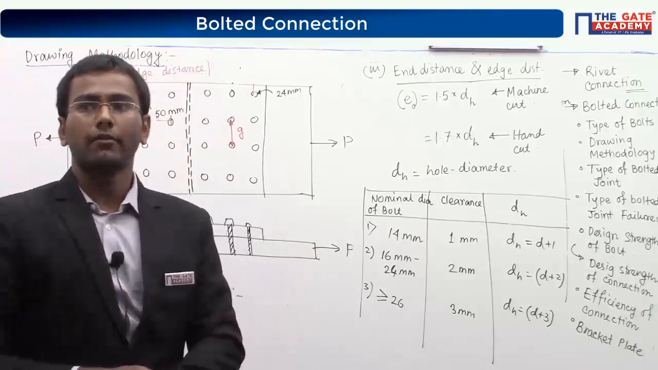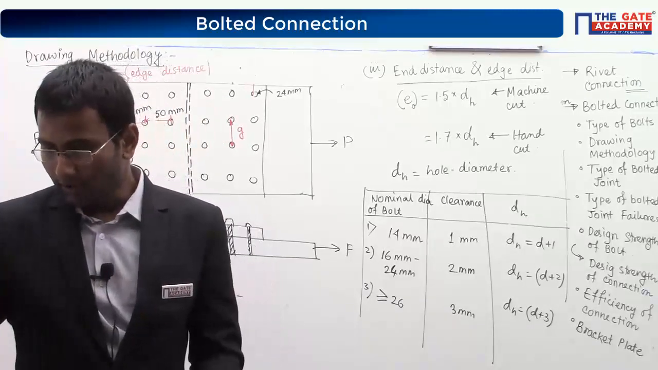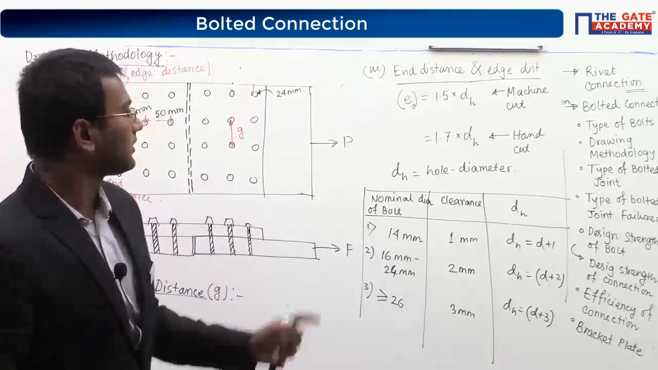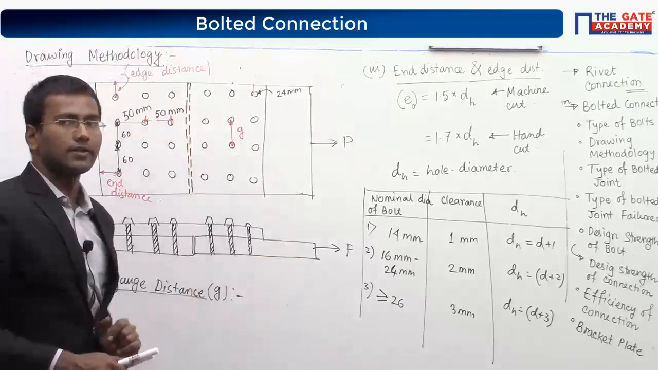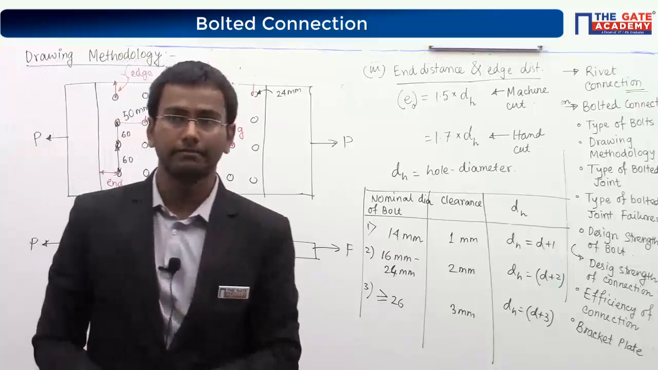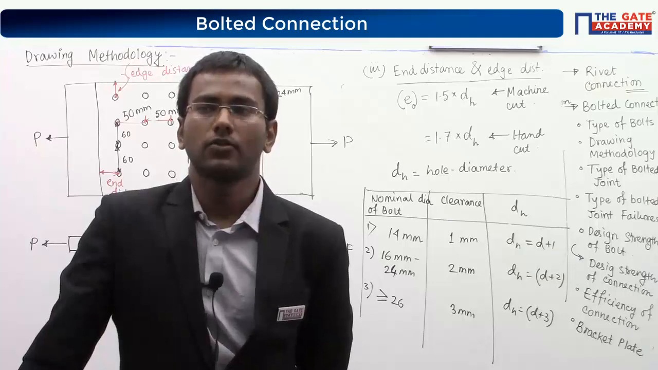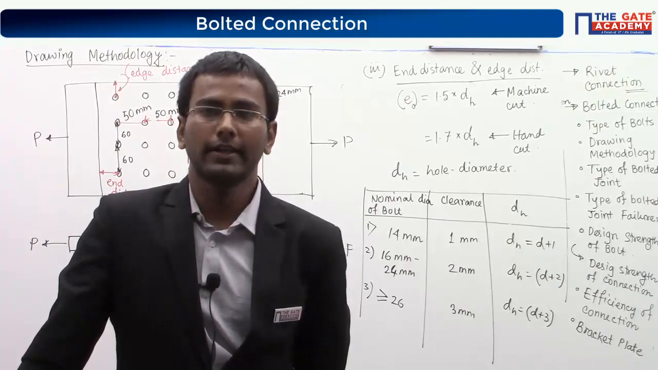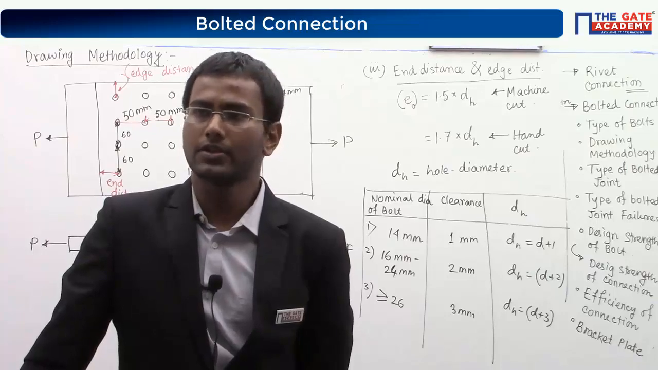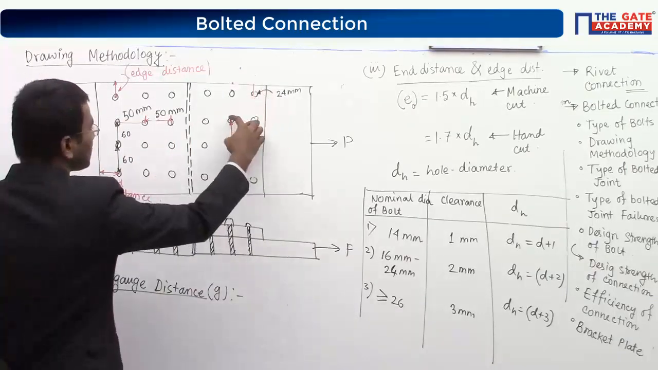So up to this point everyone clear? Any doubt regarding the terms which are used in defining one basic structure or basic figure? Okay, gauge distance. Somebody else, anything else? So first one is gauge distance. I think you got the definitions or basic meaning. What is the meaning of gauge distance? Gauge distance is nothing but this one.